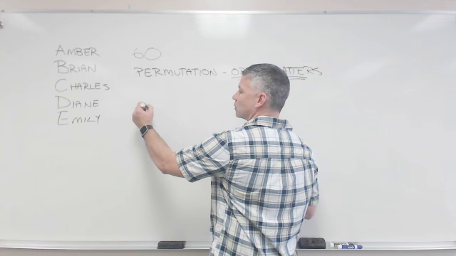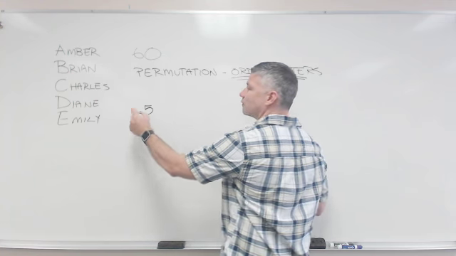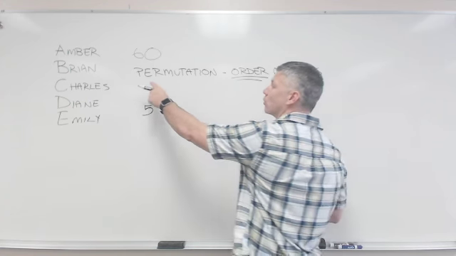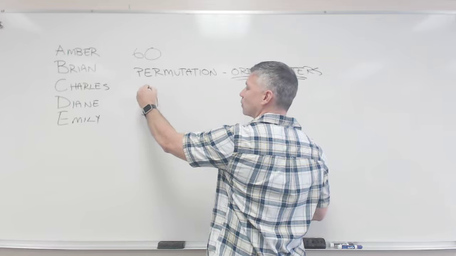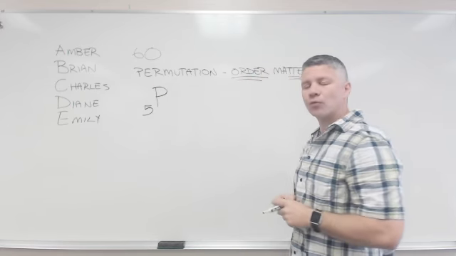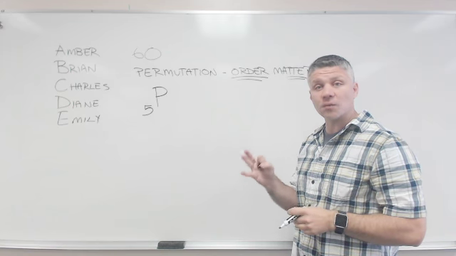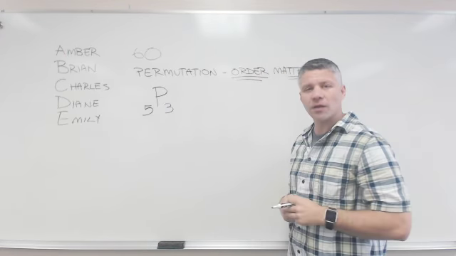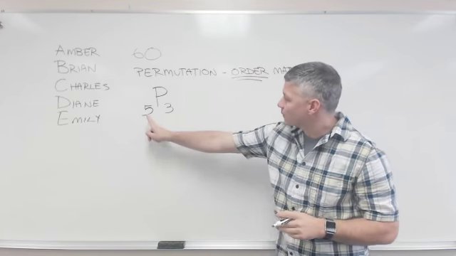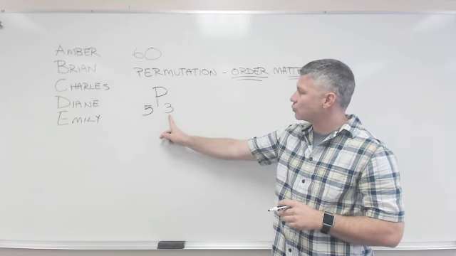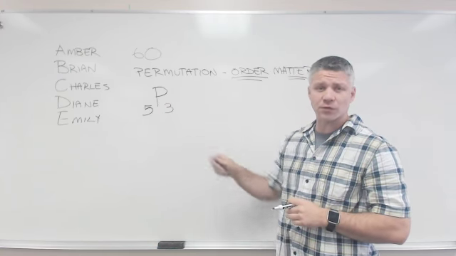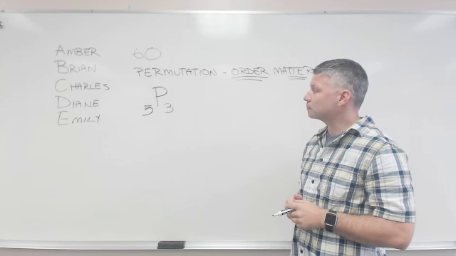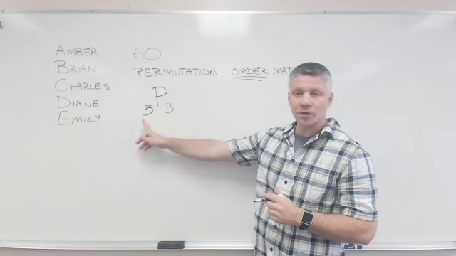How we would write this is there are 5 students that we have in the class. We're going to do a permutation, and we're awarding 3 prizes, first, second, and third. And that's how we would set it up. 5 permutations with 3 prizes, or 3 places that we care about. So that's how it's written as a problem.